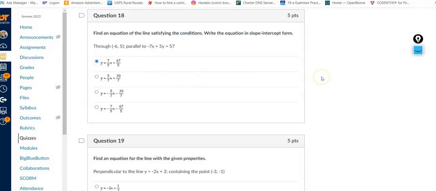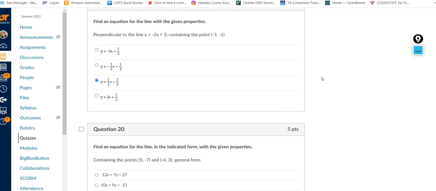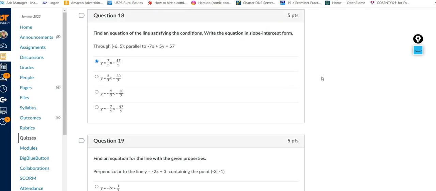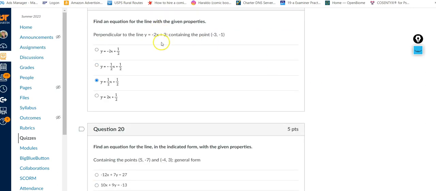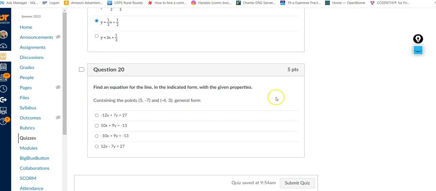So again, numbers 18 and 19, you only had to get the slope and then know that parallel lines have the same slope and know that perpendicular lines have slopes that are negative flips. You did not have to take it to its full conclusion, because those ones could have been done by elimination, just process of elimination once you had the slope.